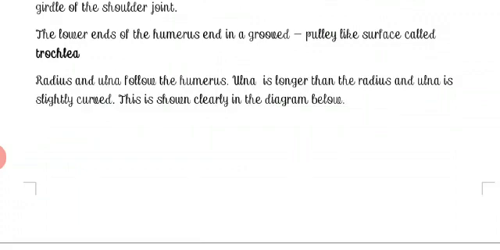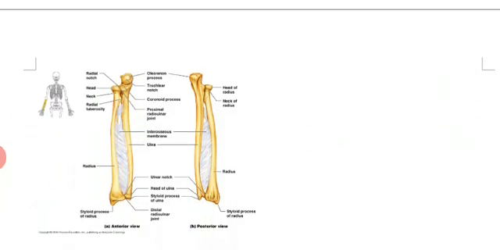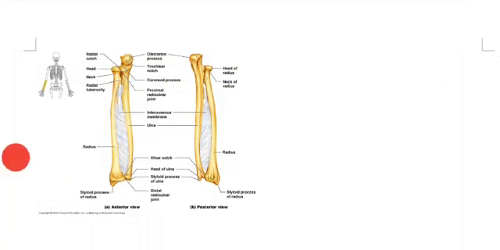The radius and ulna follow the humerus. We need to understand that the ulna is longer than the radius, and the ulna is slightly curved. This is shown clearly in the diagram below. You can see it very well. We can see the ulna and we can see the radius.